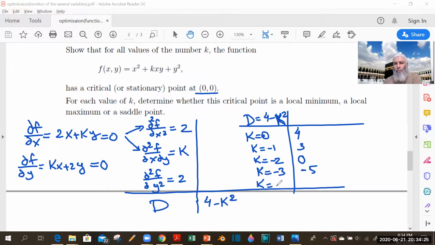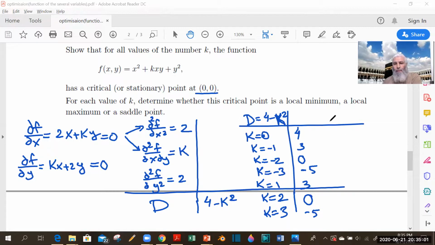And k equals 1, it would be 3. K equals 2, it equals 0. And k equals 3, it equals -5.